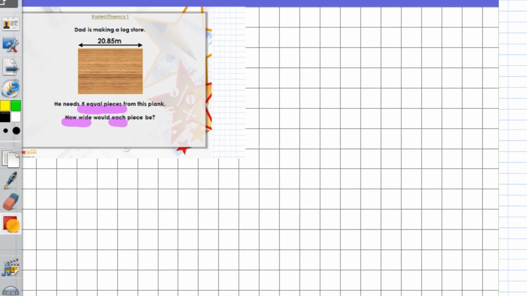So I've highlighted my key words here, 5 equal pieces. And we want to know how wide each piece would be. So I'm just drawing a bar model here. I'm actually going to do a blank one. There we go. So I've got my bar model. It doesn't matter what size it is. I want to roughly divide it into 5 equal pieces. Good. So the whole bar, remember we have part, whole. So the whole bar is 20.85 meters.